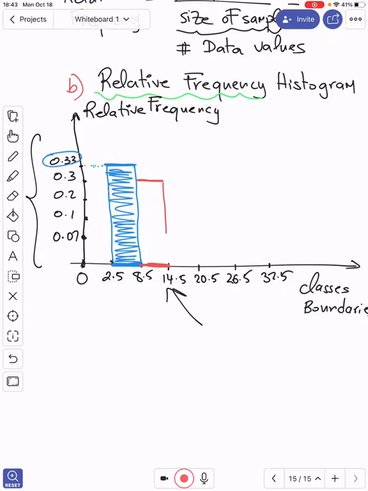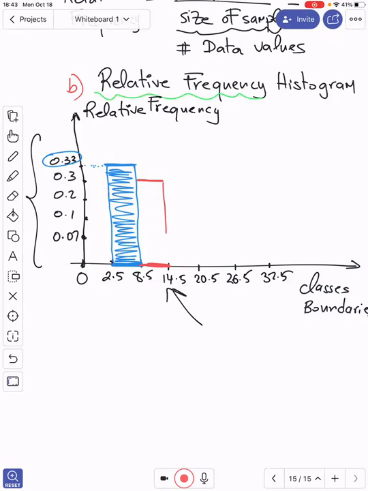So if it's specified, the kind of frequency you need to display, then yeah. In this case, that would be the relative frequency. But in general, if it doesn't say anything, it would be just the frequency. Okay, I got it. Thank you. Yeah, sure.